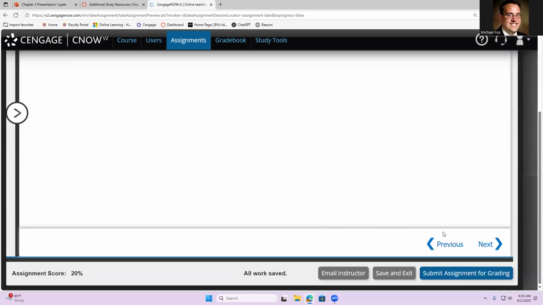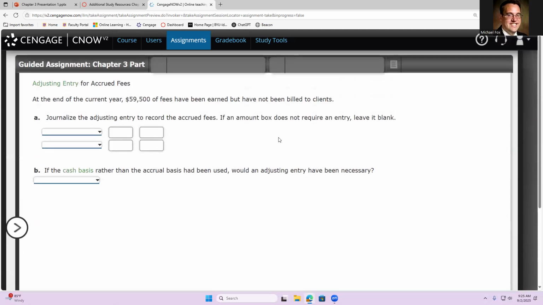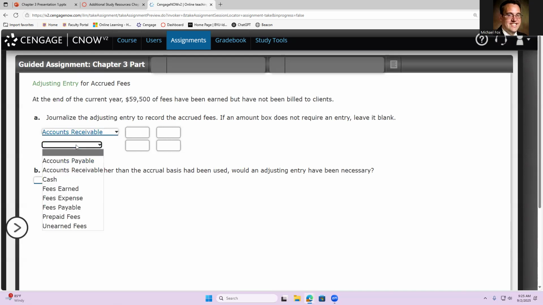All right. Look at the next one. At the end of the current year, $59,500 of fees have been earned but not billed to clients. Journalize the adjusting entry. So again, pretty easy. We'll debit accounts receivable. We'll credit fees earned.